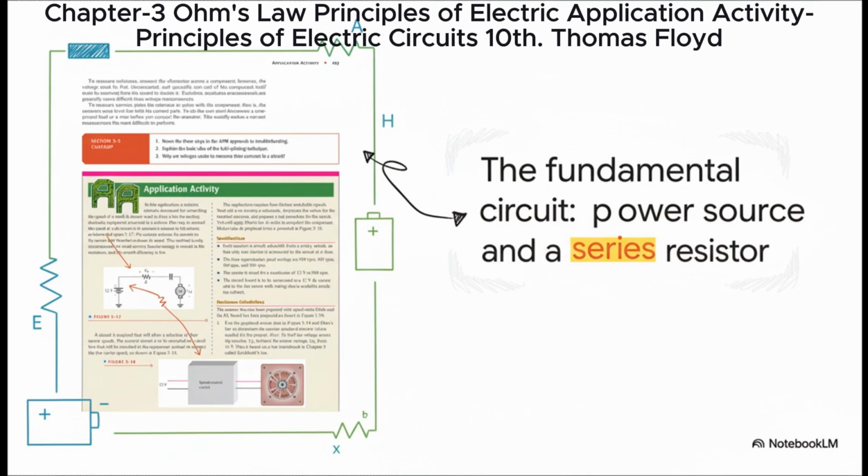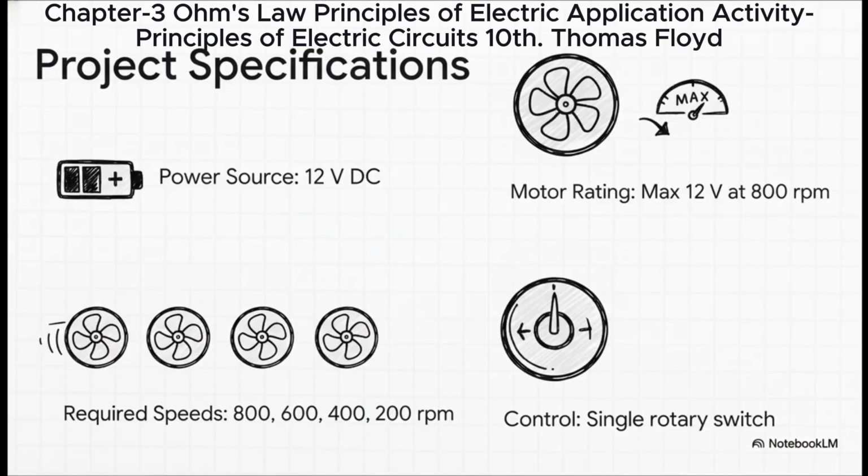We've got a 12-volt DC power source, our fan motor, that's the circle there with the M in it, and a series resistor, which we're calling R. The whole idea is that by changing the value of R, we control how much voltage and current gets to the motor, and that in turn controls its speed. Simple.